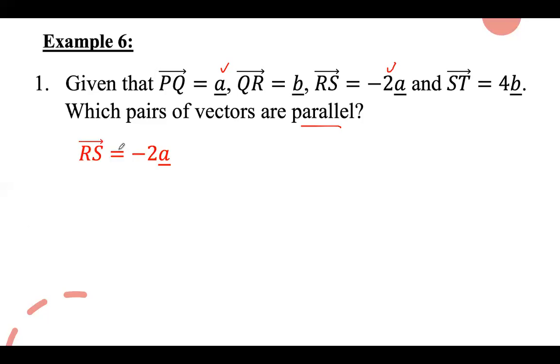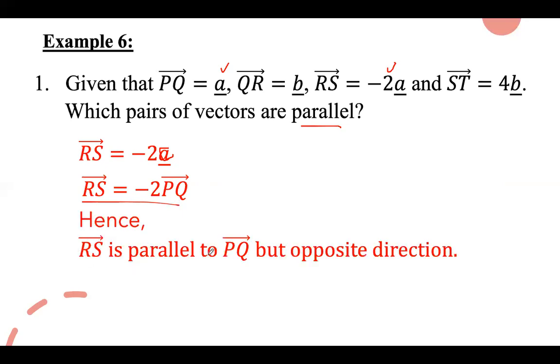Let's see how. RS equals negative 2A. So A here we can substitute as PQ. So you can see here RS equals negative 2PQ. If we can write in this relation, therefore RS is parallel to PQ, but in the opposite direction because of the negative sign. And there is no common point. If there is a common point, then they are collinear.